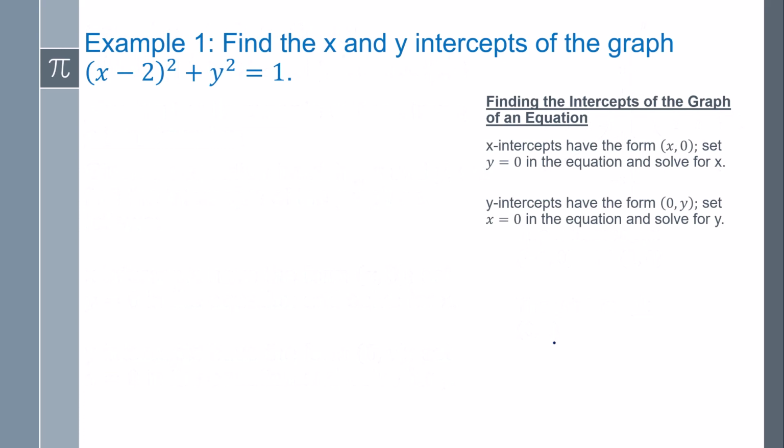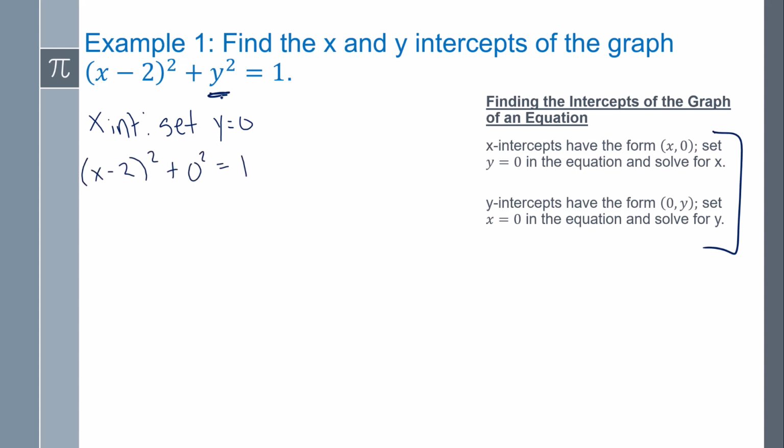So having said that, here's the definition. I wrote it here. To find the x-intercept, we have to set the y equal to 0. So that means you replace every y in your equation with 0. And once you do that, you just need to solve for the missing variable. So I plugged in 0 for y, which is the same as (x - 2)^2 = 1, right? Because 0 squared is just 0. 0 added to anything is anything.